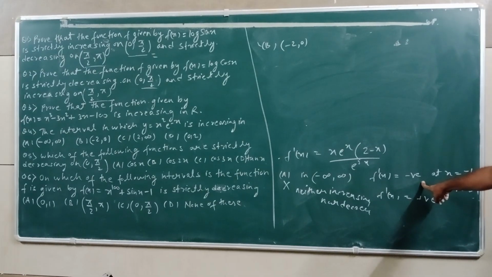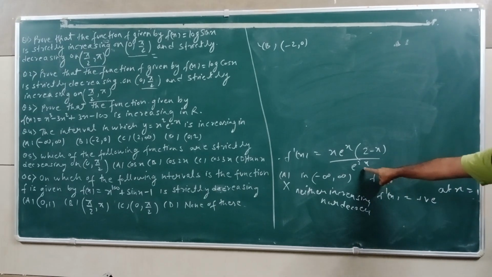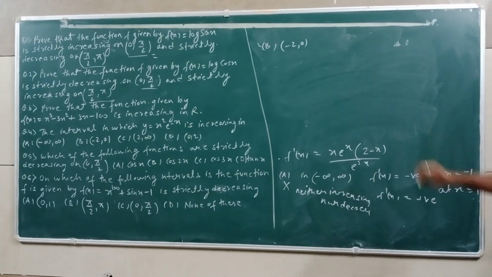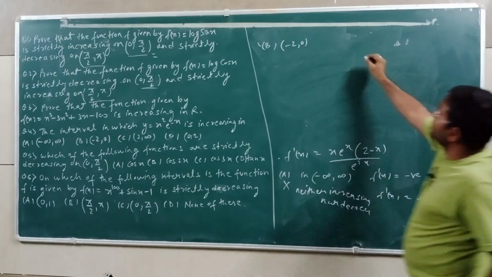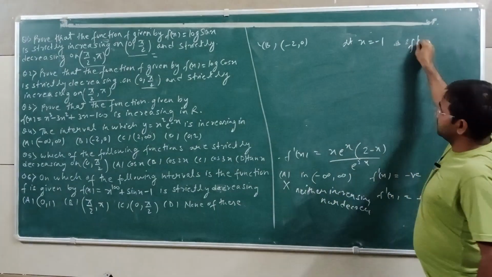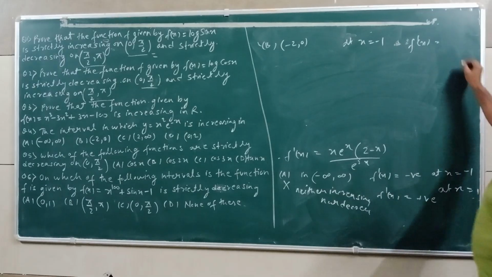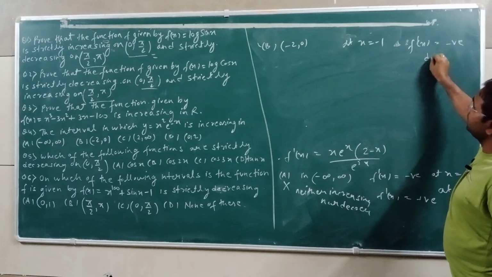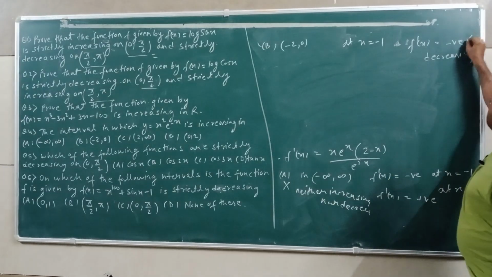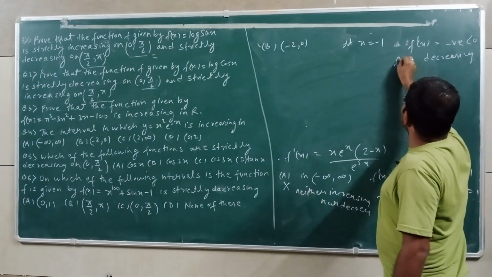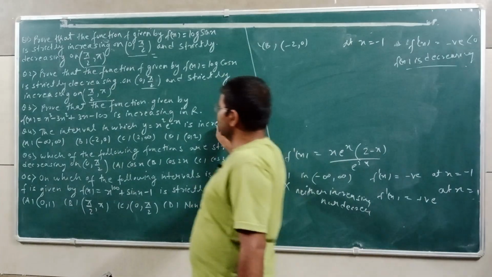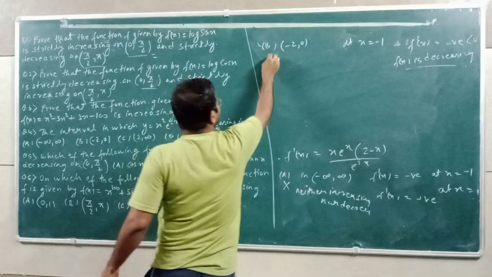Okay, and if you put 0, then this value will be 1, means the whole value will be 0. At x is equal to minus 1, f dash x gives negative. Negative means decreasing is there. Decreasing means less than 0, f x is decreasing. But we have to tell it is increasing, so this option will not be correct.